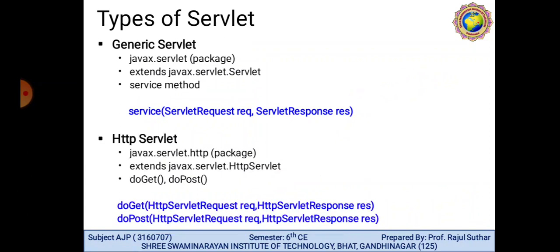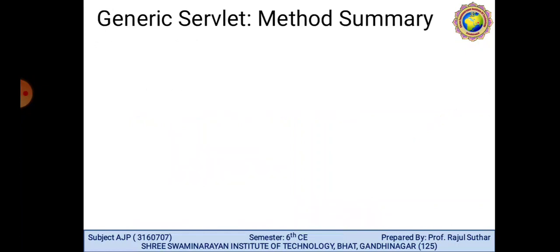Then the HTTP servlet. This type works with the javax.servlet.http package. It extends javax.servlet.http.HttpServlet. It works with two methods, doGet and doPost. We already discussed the difference between the doGet and doPost methods in the starting portion. For the doGet method, we write the syntax like HttpServletRequest, comma, HttpServletResponse, response object. The same way for the doPost method.